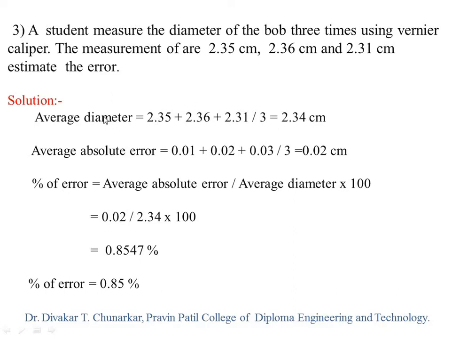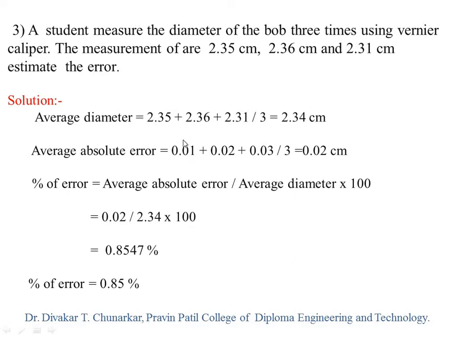So first we have to see what is given in the problem. We are given 3 measurements of the instrument. So that is 2.35 plus 2.36 plus 2.31 upon 3. So that is equal to 2.34. Then average absolute error, we will take 0.01.